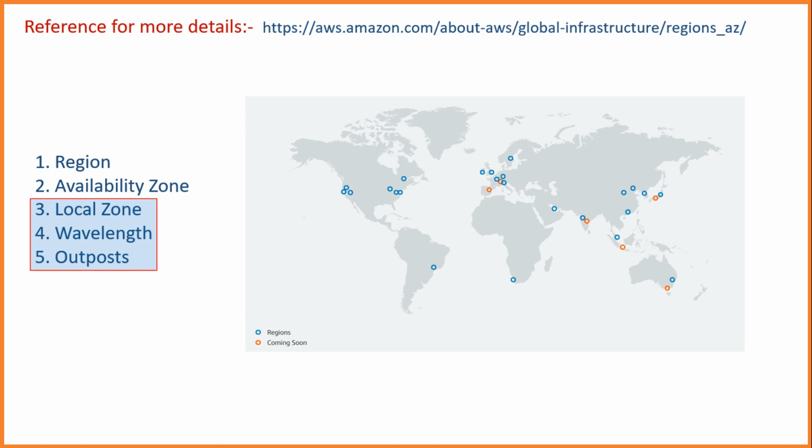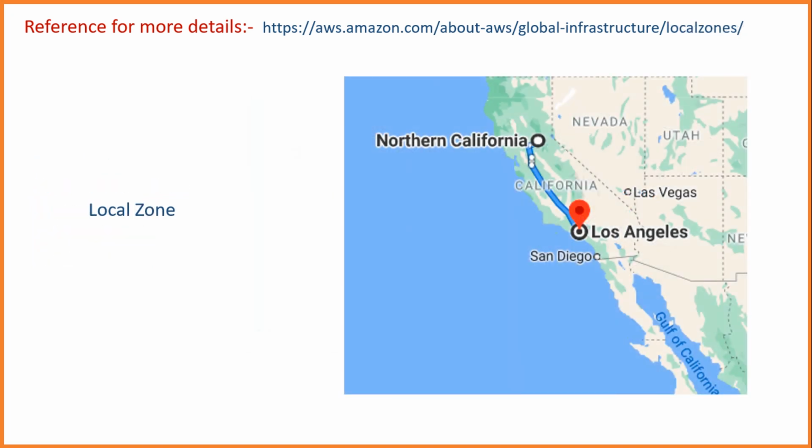These three are extension data centers. Let's try to understand them. AWS local zone is an extension data center of an AWS region. For example, AWS launched the Northern California region in 2009. They created 3 availability zones in the California region.